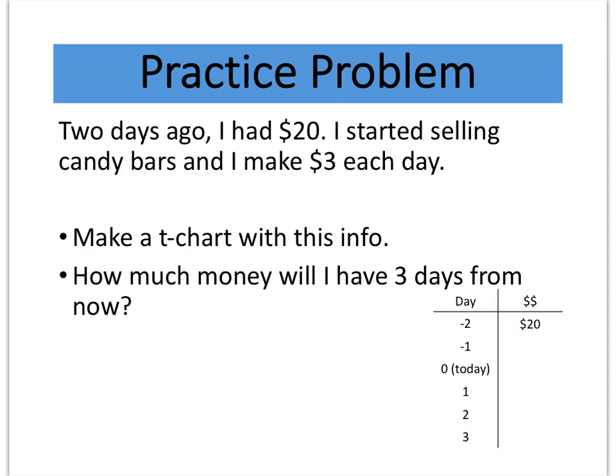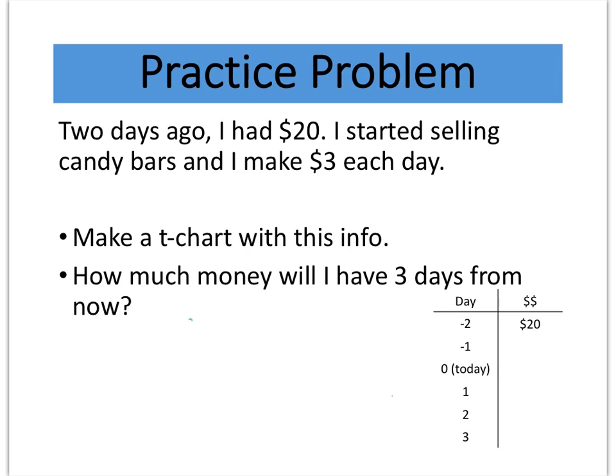Right, another one. This is a little tricky, so I've started to fill out the T-chart for you. 2 days ago, I had $20. I started selling candy bars, and I made $3 each day. Make a T-chart with this information. Okay, so we started the T-chart. How much money will you have on 3 days from now?